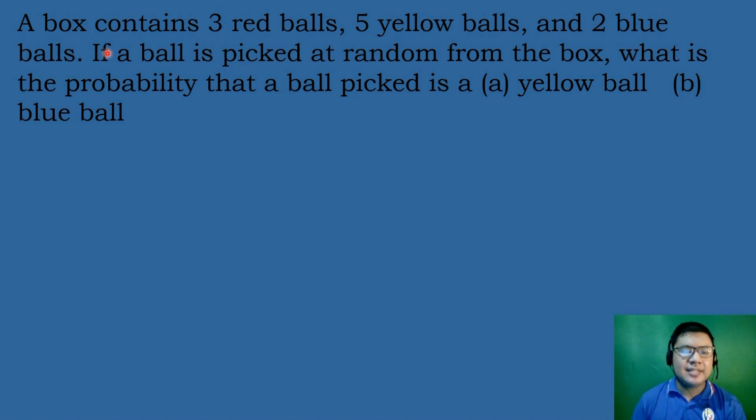Let's have our next example. A box contains 3 red balls, 5 yellow balls, and 2 blue balls. If a ball is picked at random from the box, what is the probability that a ball picked is letter A, a color yellow, letter B, a blue ball? So let's find first the probability of picking a yellow ball.